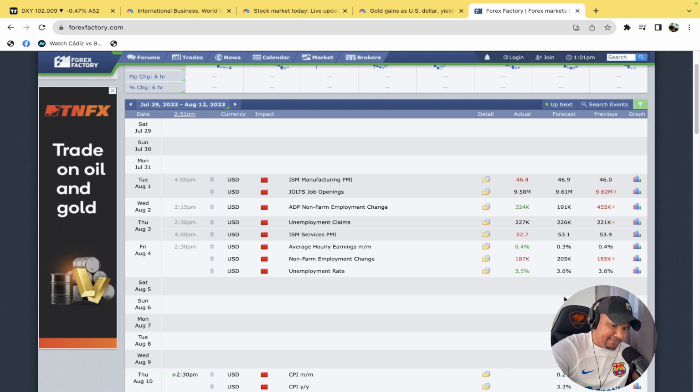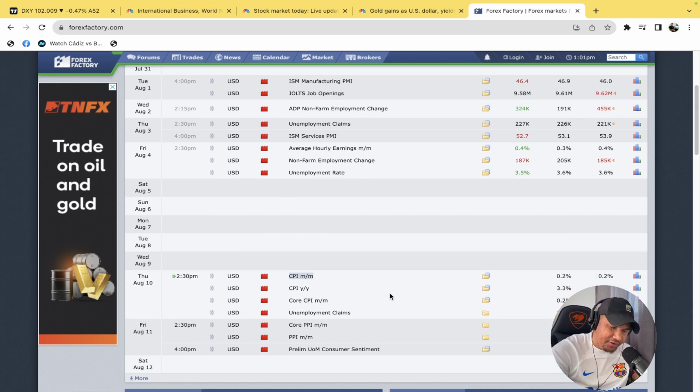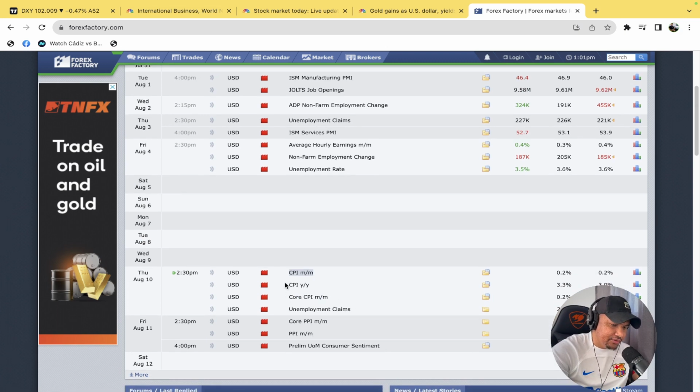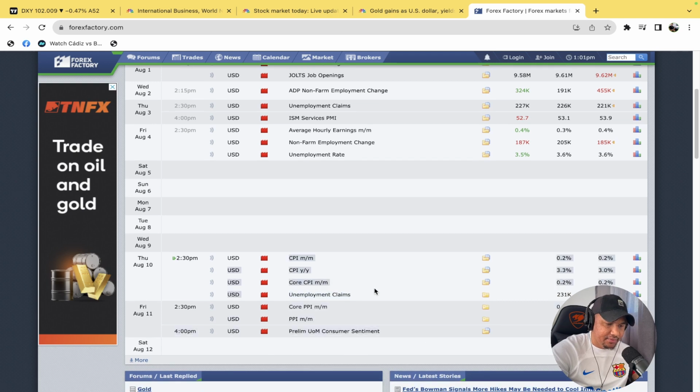NFP, the market did not meet the expectation, but it did come through higher than the previous months. And then the average hourly earnings month over month also maintained the same, although the market anticipated it to be lower. Next week we've got some CPI data. Very good to see what the Feds are going to do there. We've got some more unemployment claims and core CPI. But this is the main news that I will be looking for next week, which is the CPI.